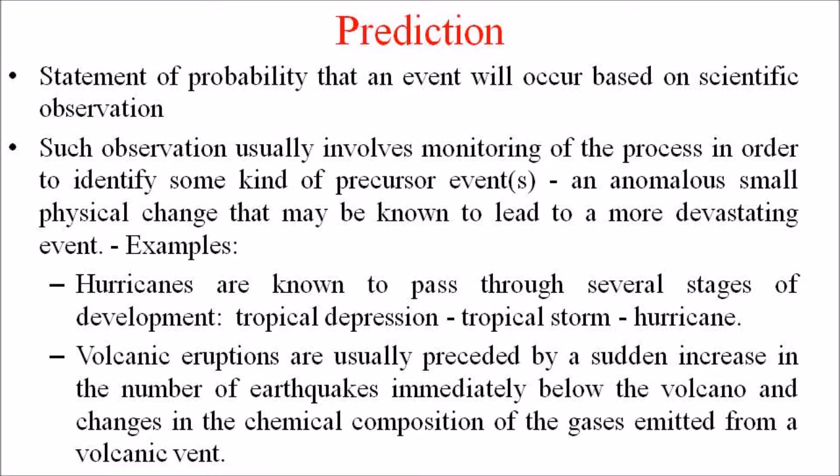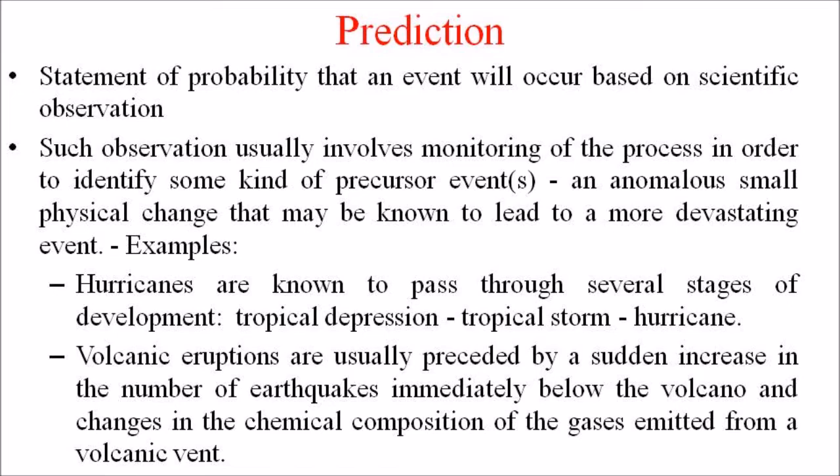Thus the prediction involves a statement of probability that an event will occur based on scientific observation, and such observations usually involve monitoring of the process in order to identify some kind of precursor events, an anomalous small physical change that may be known to lead to more devastating events.